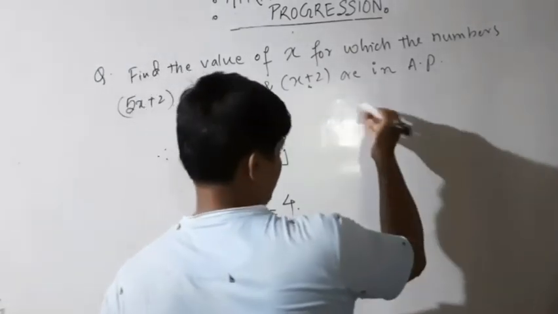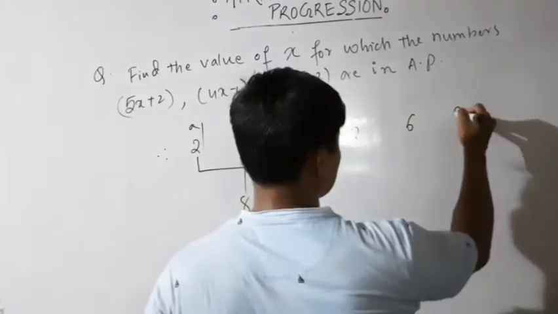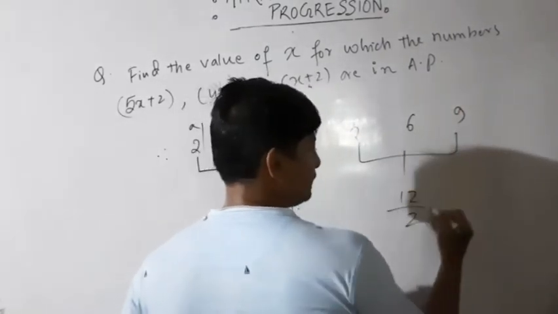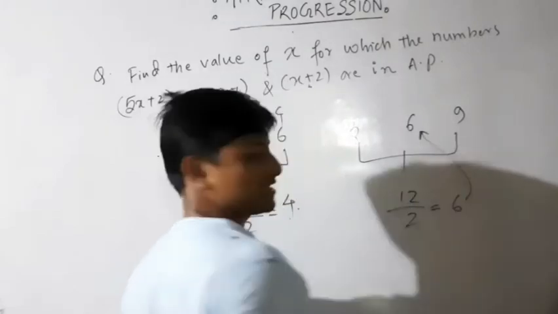Let me take a 3 multiple. Okay, 3, 6 and 9. Again, add these 2 terms, it will give you 12. By 2 if you do, again 6. So the middle term is coming.